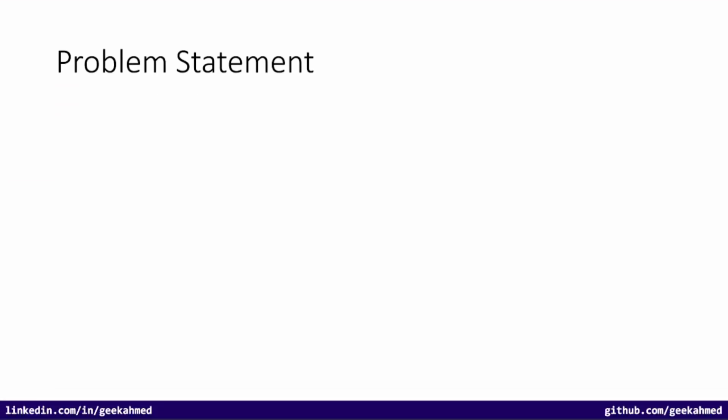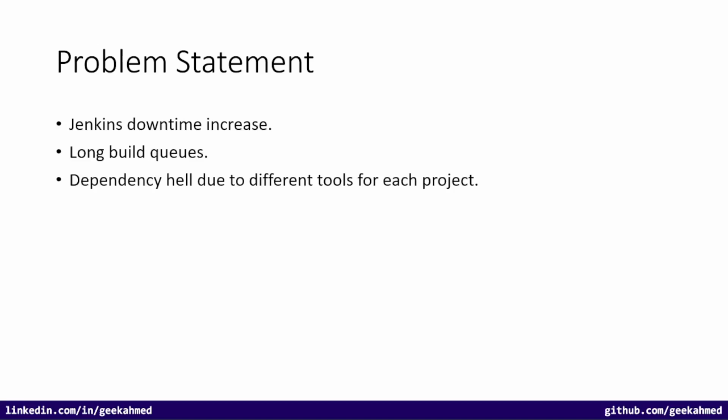Assume that you are a member of a huge organization with hundreds or thousands of projects built and tested continuously. You may need to consider investing in an infrastructure that accommodates this workload. The problems you may face while using a single node automation server are increased downtime, long build queues, and dependency conflicts due to different requirements for various projects.